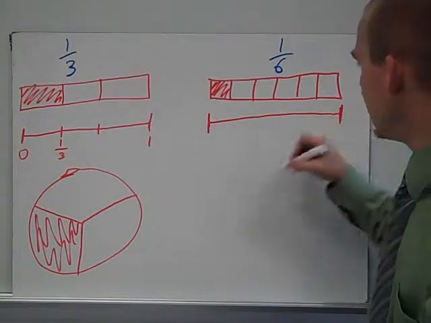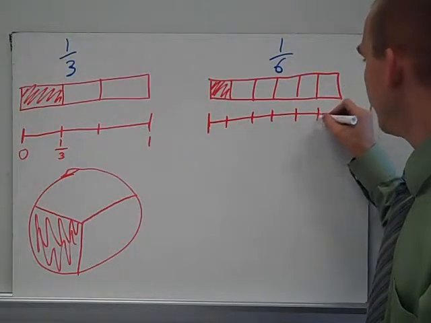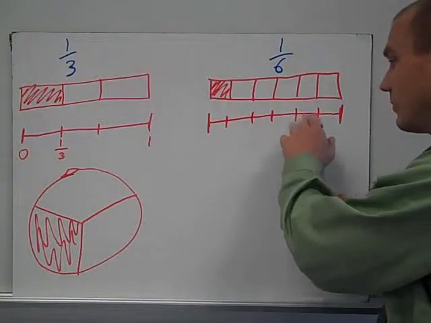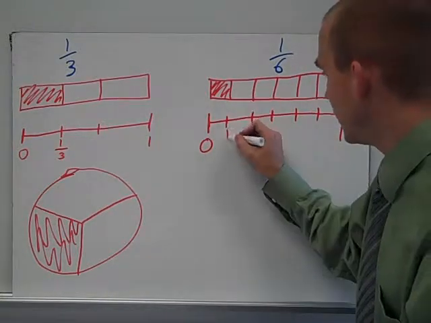The number line, you'll start here at the beginning of your rectangle. You can draw it right to the end. 1, 2, 3, 4, 5. Again, you're only drawing 5 lines, but you're making 1, 2, 3, 4, 5, 6 equal parts. Here's 0, here's 1, and this would be 1/6.